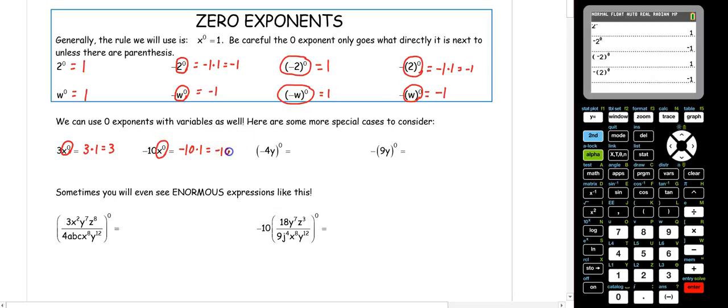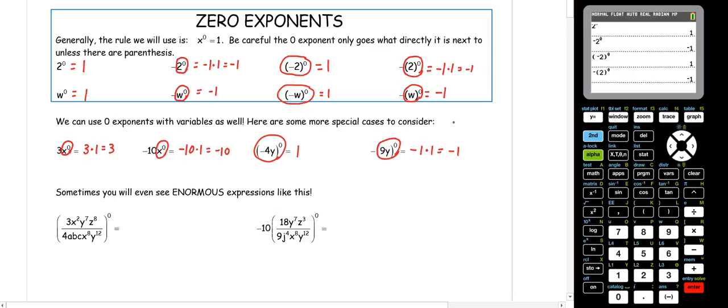Now, the nice thing about the next one is everything is in parentheses, so to the 0 power is just equal to 1. Negative parenthesis 9y to the 0 power. This 0 exponent's only going to what's in parentheses, so we have that -1 times 1, which is -1.